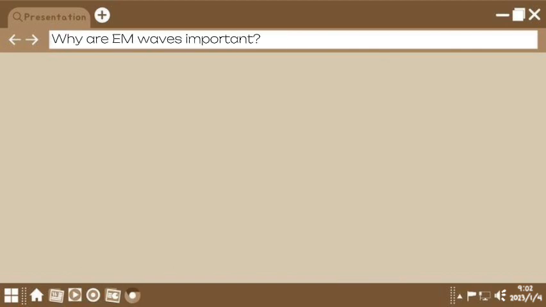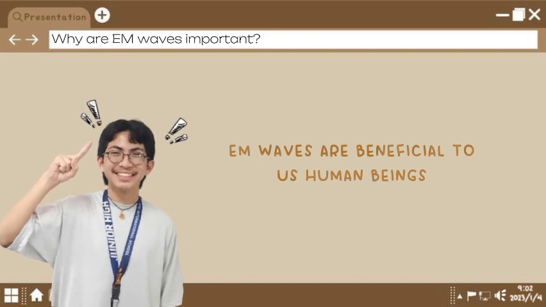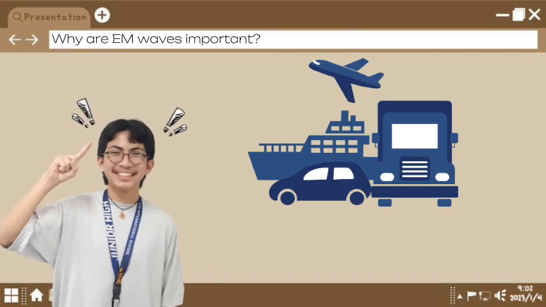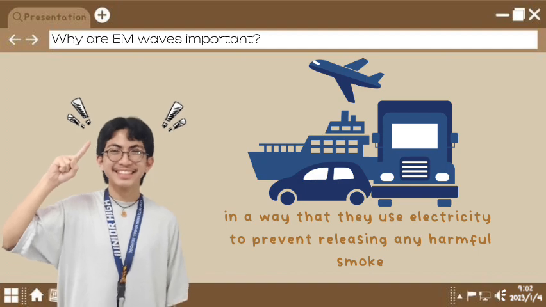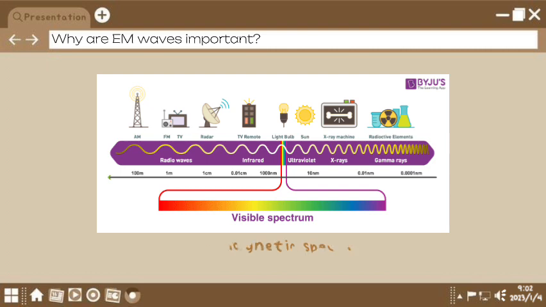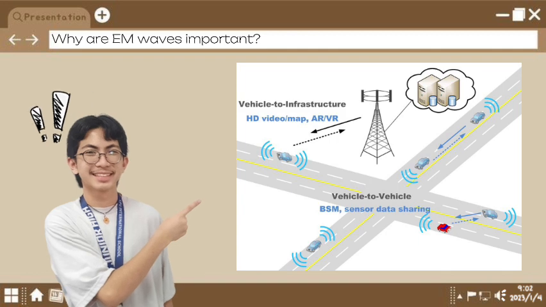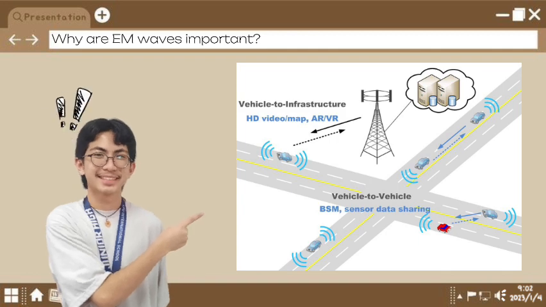Why are EM waves important? EM waves are beneficial to us human beings through the use of transportation in a way that they use electricity to prevent releasing any harmful smoke. To prove this, it includes the electromagnetic spectrum types of radio waves and infrared. Through the use of both radio waves and infrared, wireless communication is received by various security systems, including vehicular networking that has traffic information, and can be used as a source of transportation.